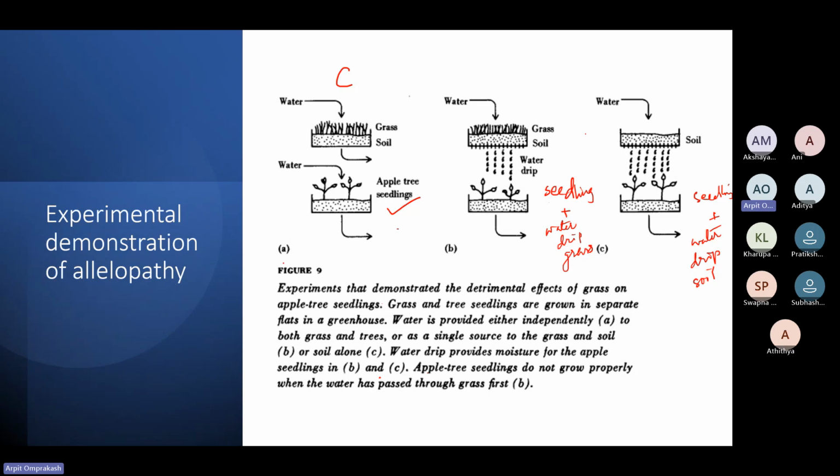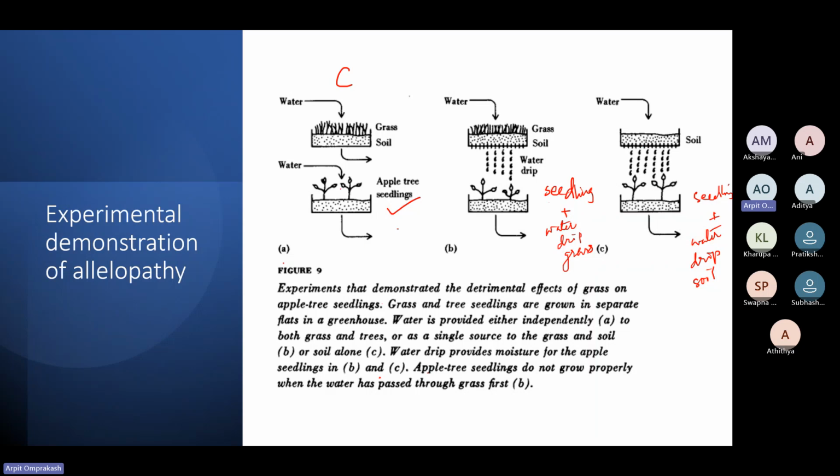So why do we do this? Let's say someone raises an objection that maybe it's not the grass causing the detrimental effect on the seedling if it is not growing properly here. Maybe it is something present in the soil. To make sure that is not the case, and to show there is no effect of soil on this, we do this. We just pass the water through the soil, so if anything is dissolved in the soil, it will come out.